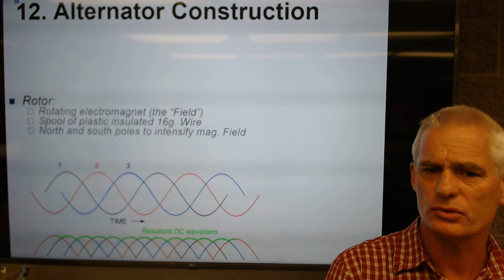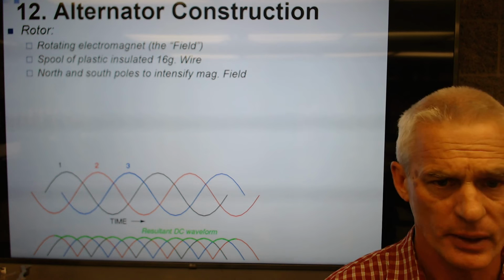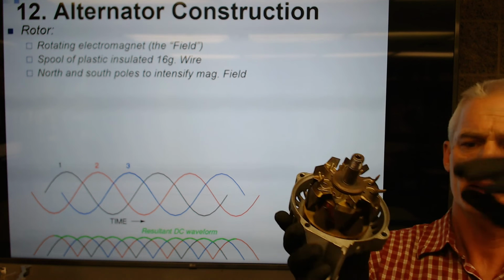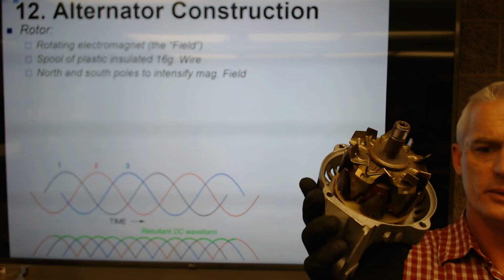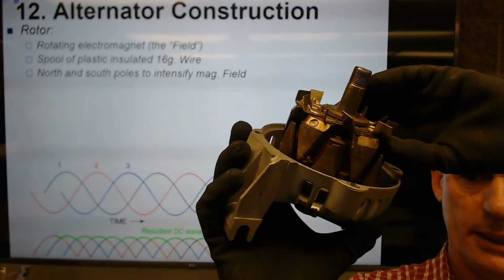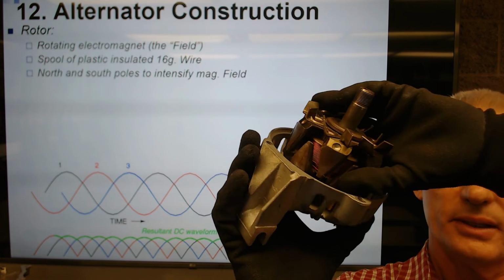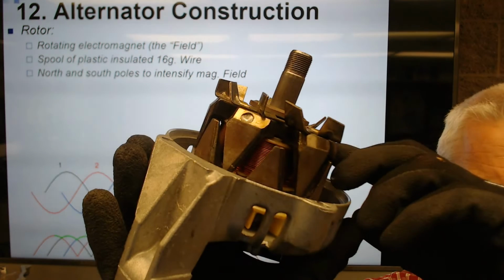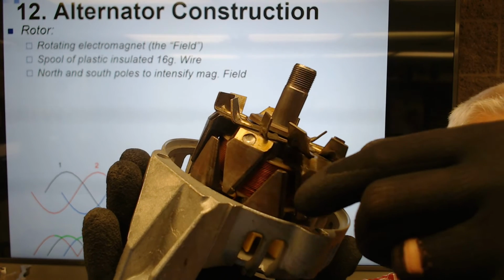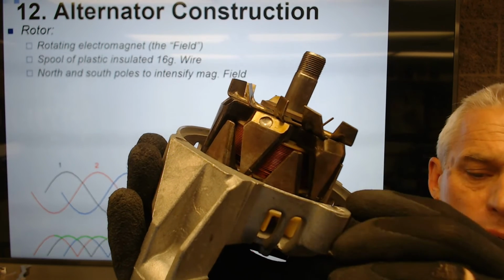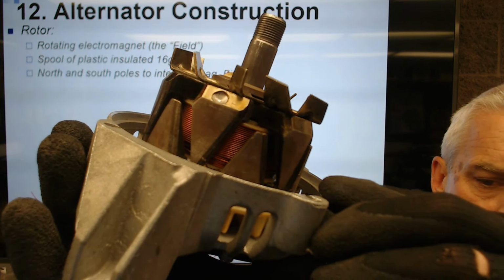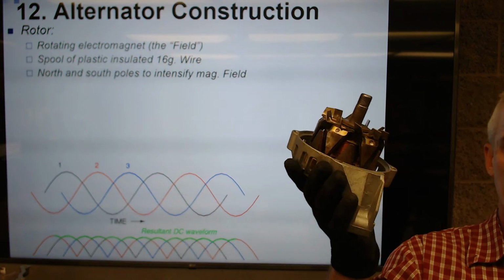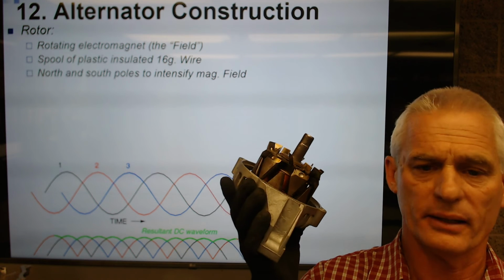So how is an alternator constructed? Well, first it's got a rotor. And a rotor is a rotating electromagnet. So here's a rotor that I'm spinning right here. There's the rotor. It's a rotating electromagnet. It says that that electromagnet is called the field, and you can look inside in the center between these pole shoes. You can see a spool of solid copper wire, approximately 16 gauge, plastic coated, that's wrapped around there, and that's what makes essentially the field or the magnetic field.